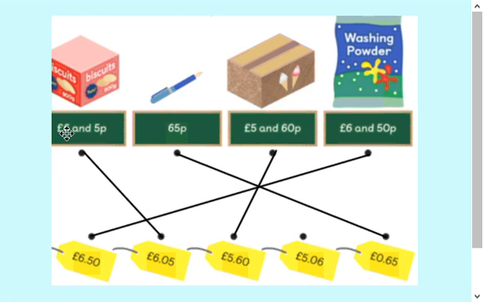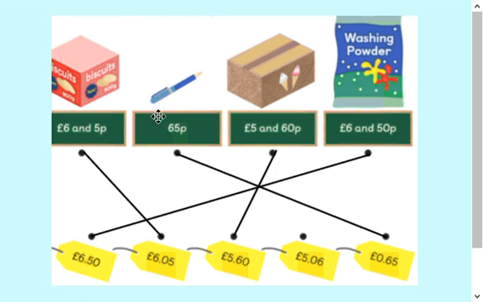Okay, so £6 and 5 pence. If we're going to write that, it would be 6 whole pounds and then 5 hundredths. So it would be 6.05. You shouldn't have written 6.5. Okay, that matches there. We've got here the washing powder is £6 and 50 pence. Now, if we're looking for a price here that has £6 and 50 pence, I'd be looking for 6 whole pounds and then 0.50. So in this case, this particular price is correct.